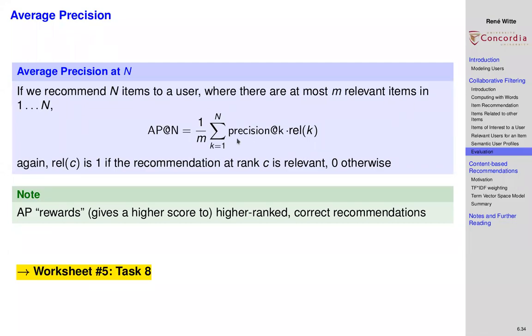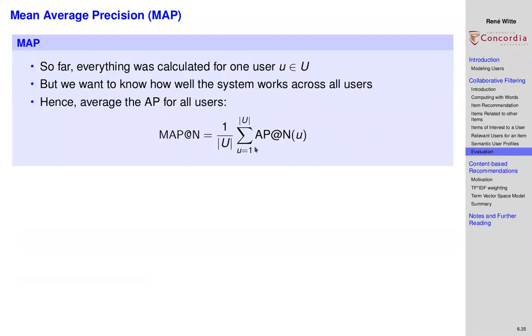So now you know precision, precision at k, and average precision at n. Are we done yet? Sorry, no. There is one more that you have to know, which is called the mean average precision, or MAP.